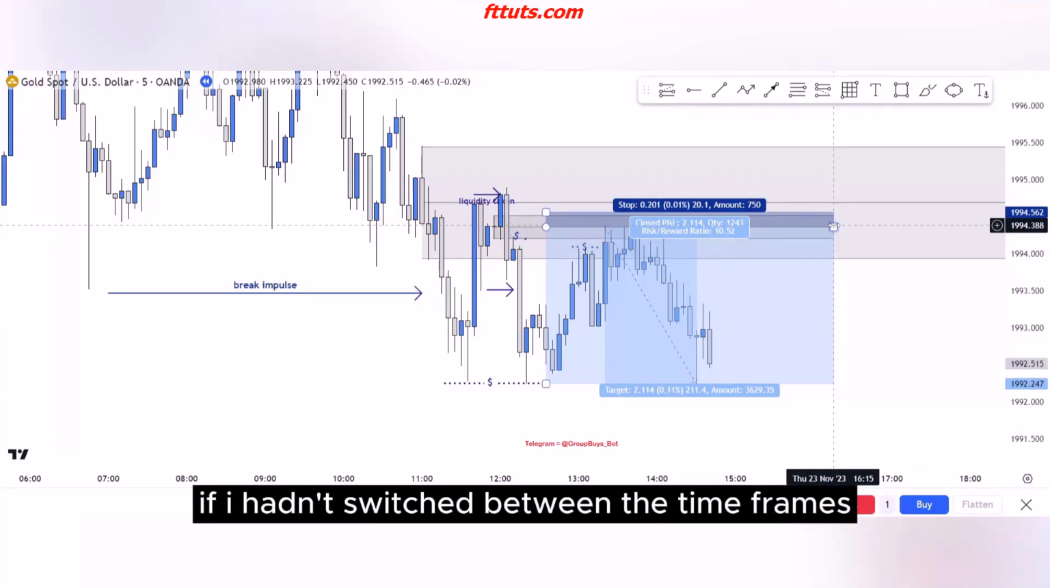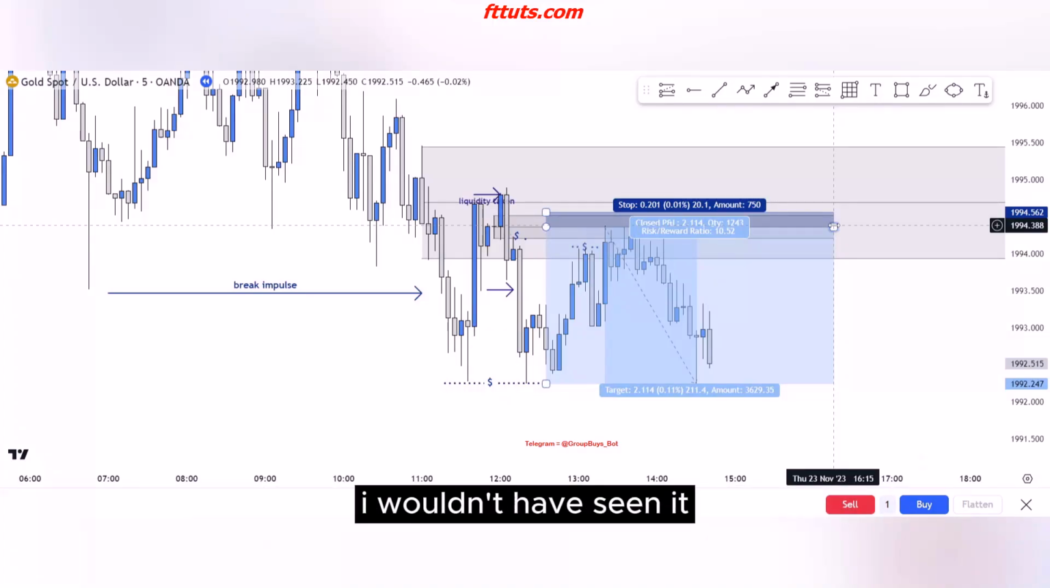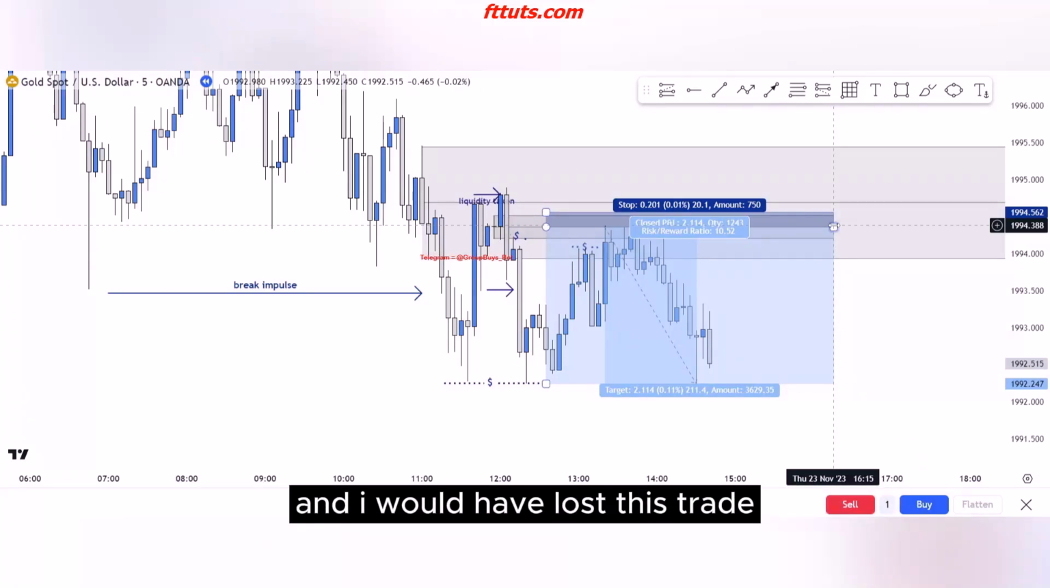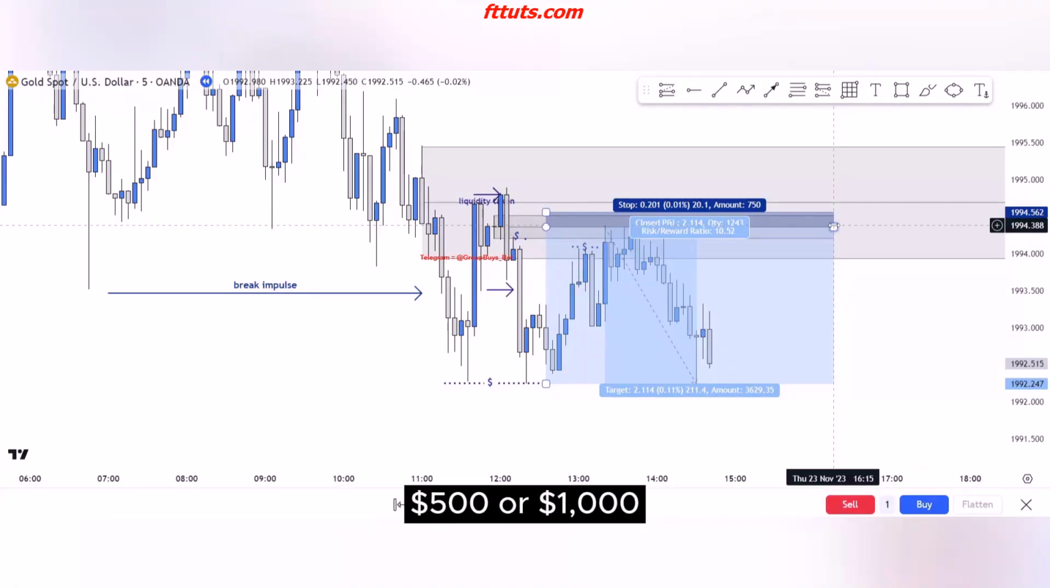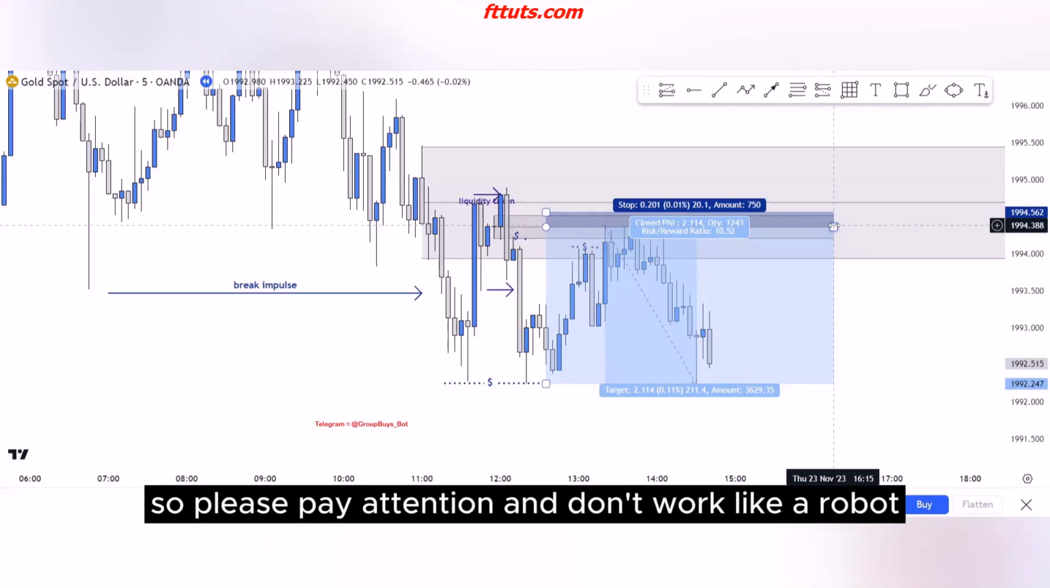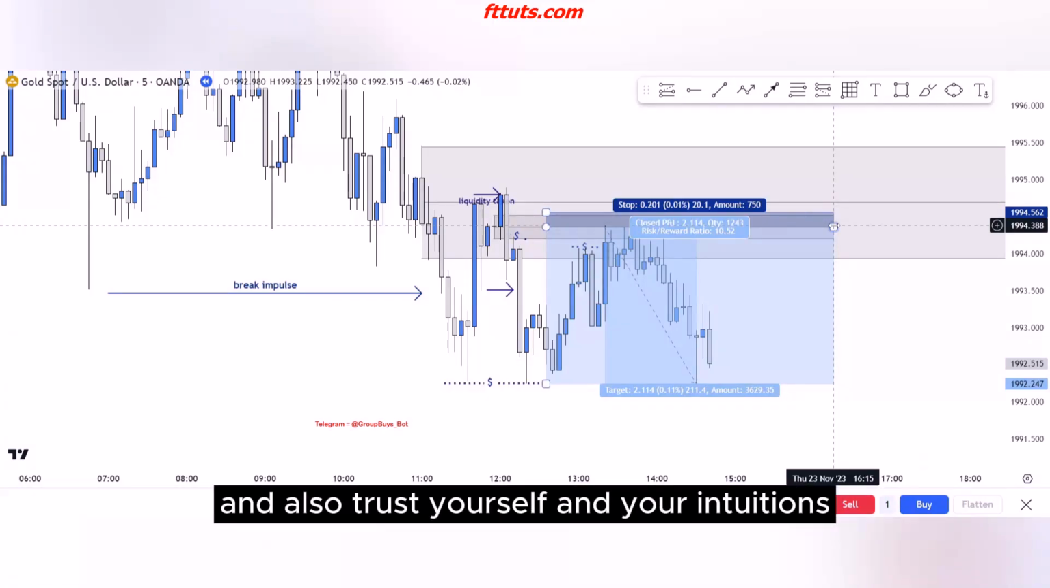If I hadn't switched between the time frames, I wouldn't have seen it and I wouldn't have marked it. And most likely, I would have marked incorrect supply and I would have lost this trade. $500 or $1,000, which would have gone to waste. It's too bad. It's a lot of money invested here and a lot of energy and hard work. So please pay attention and don't work like a robot. Use your head and logic and also trust yourself and your intuitions.